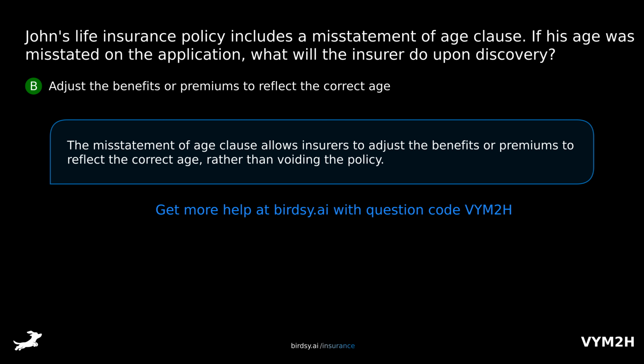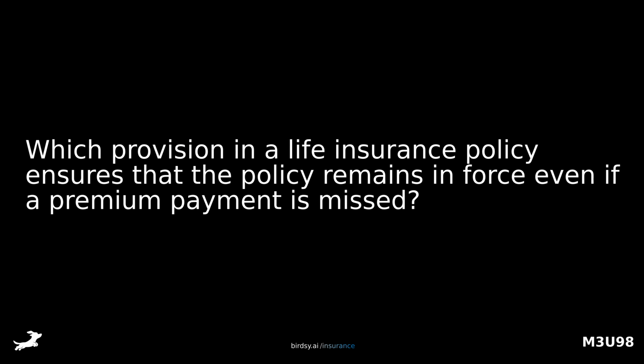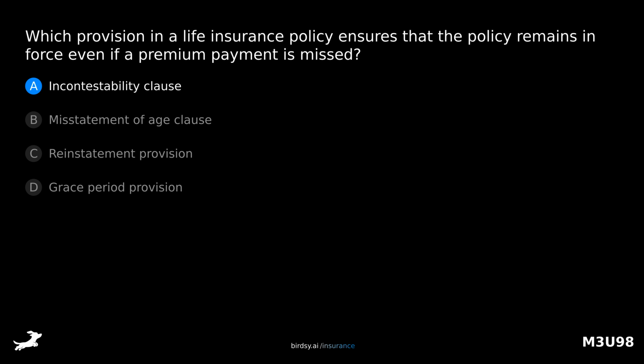The misstatement of age clause allows insurers to adjust the benefits or premiums to reflect the correct age rather than voiding the policy. Which provision in a life insurance policy ensures that the policy remains in force even if a premium payment is missed? Is it A, incontestability clause? B, misstatement of age clause? C, reinstatement provision? Or D, grace period provision? The answer is D, grace period provision.